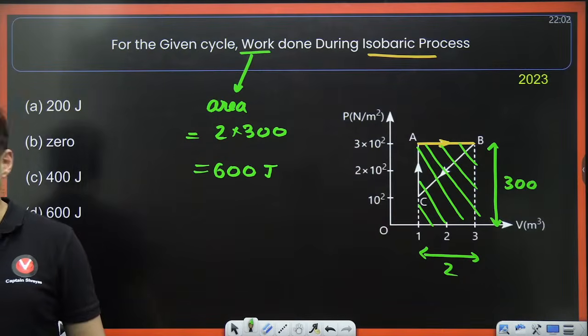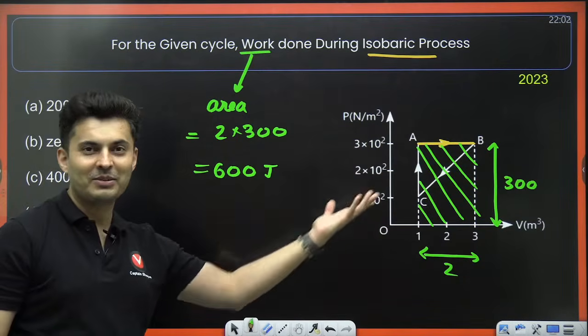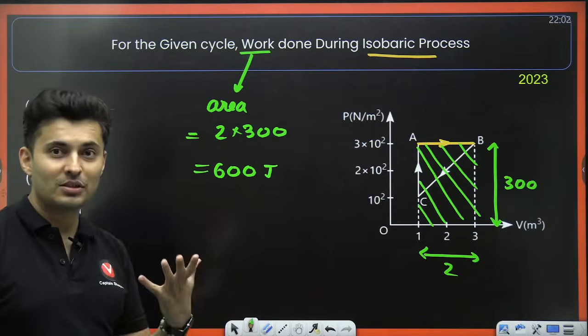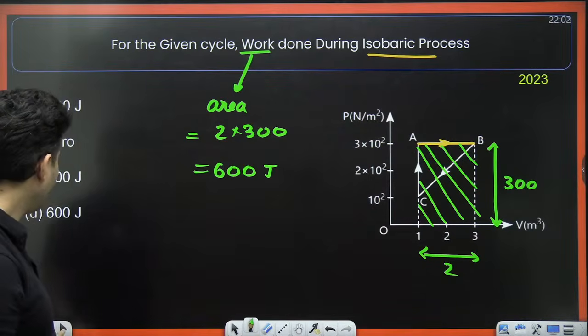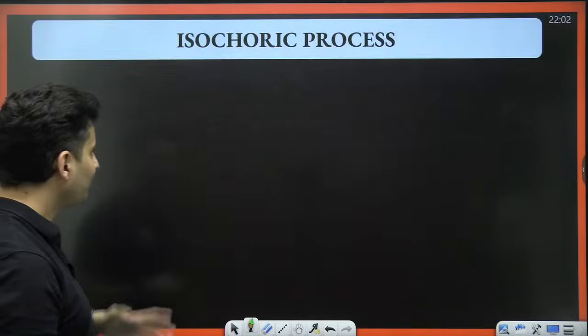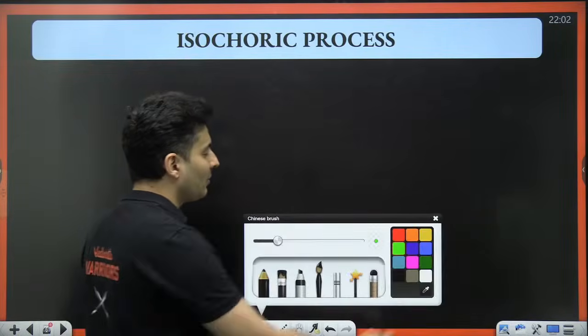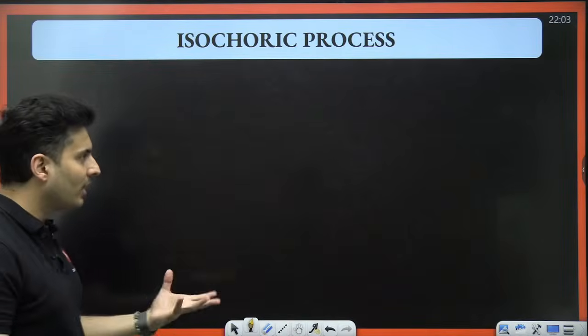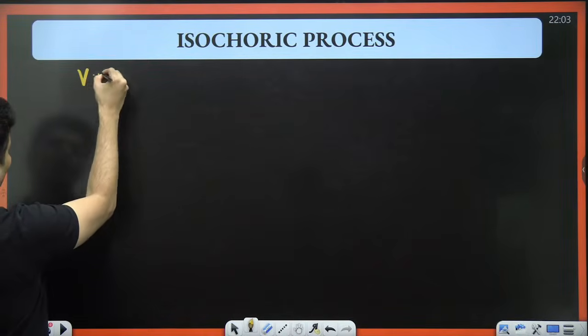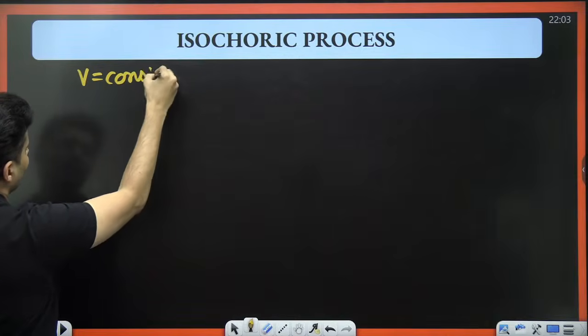Very good. Excellent. This has come in the previous years. Already we have seen 2 questions which have come in 2023. So you can imagine the importance of this chapter. Okay. Isochoric process. Isochoric process is where volume is a constant.